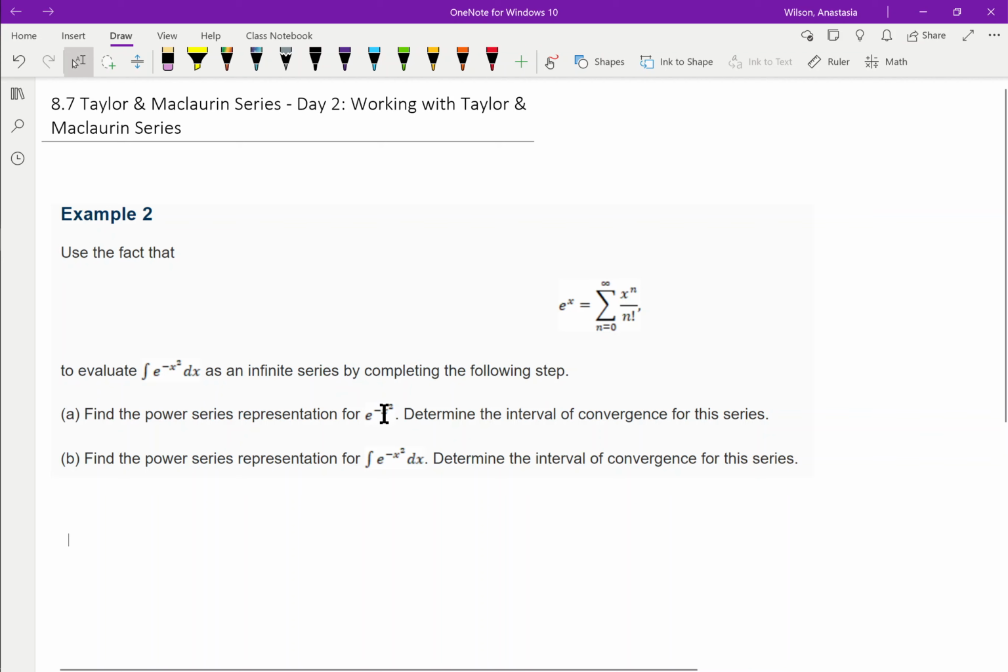Now the steps that we're going to follow is, first we're going to find a power series representation for e to the negative x squared, and we'll determine the interval of convergence for that series. The interval of convergence is important because it tells us what x values we can say that this function, e to the negative x squared, is actually equal to the power series. After that, we're going to take what we obtained in part A and integrate it and again find the interval of convergence. In this video, we're just going to complete part A and we'll have another video for part B.